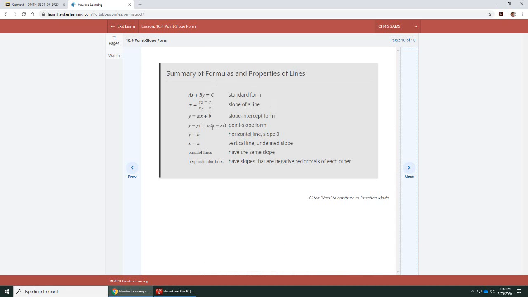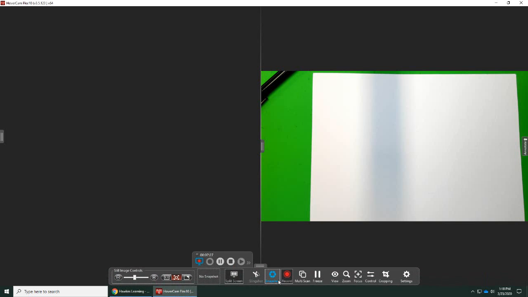And then lastly, we have a summary of all the equations and some of the terms. So standard form, slope-intercept form, slope of a line, point-slope form. With a horizontal and vertical line, you have parallel, same slope. Perpendicular, have negative reciprocal, or I say opposite reciprocal. Just change the sign. Okay, let's go ahead and do some in Hop.